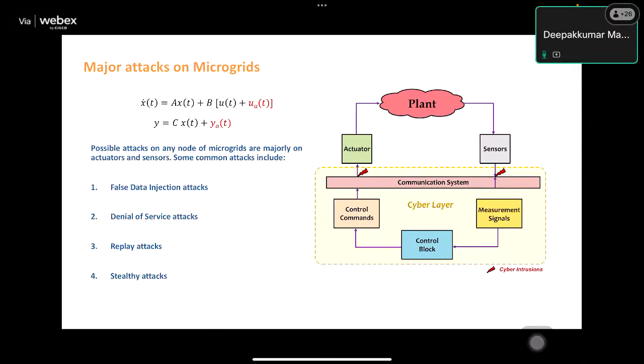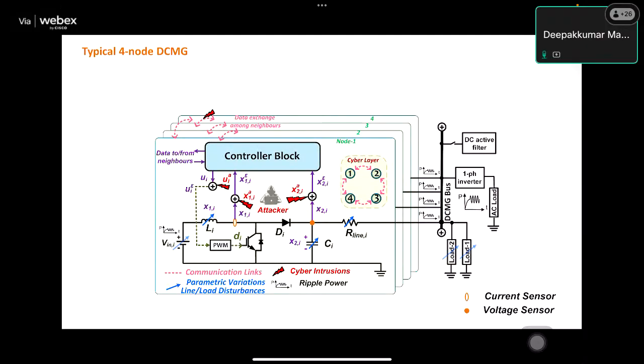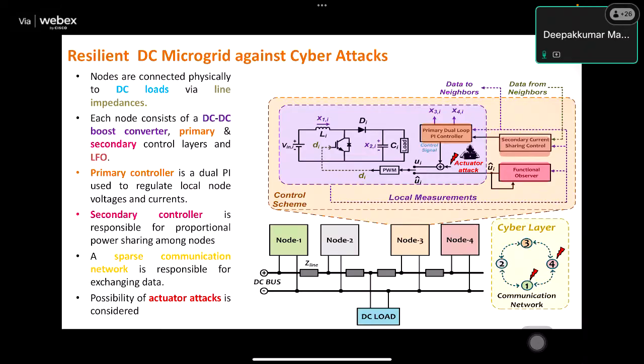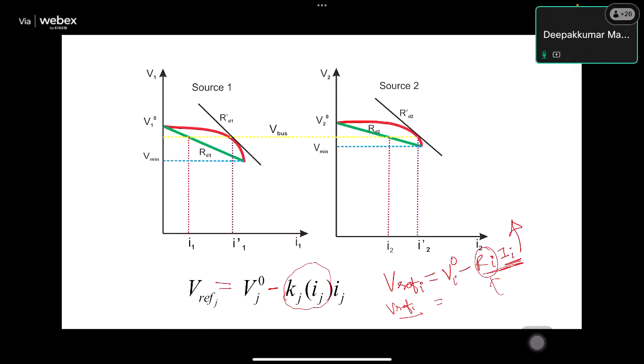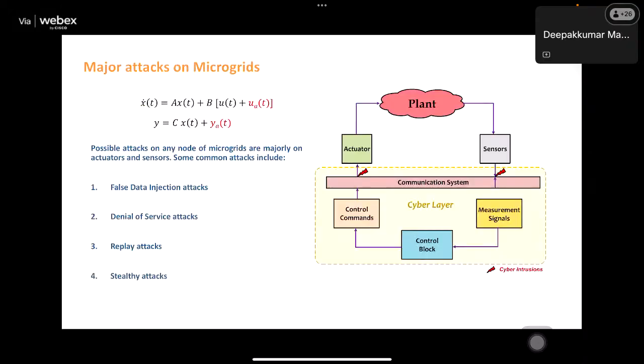Okay. So let's discuss what the major attacks are. Sorry, one slide is somehow missing. That's all right. I thought the dual loop PI controller would be here, but I will also cover later what the dual loop PI controller is.